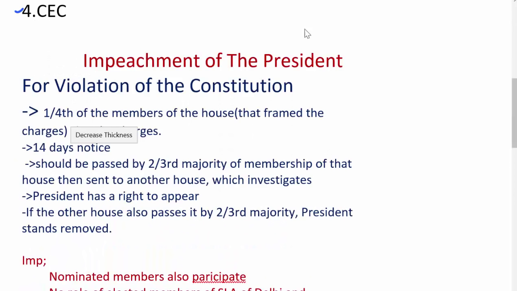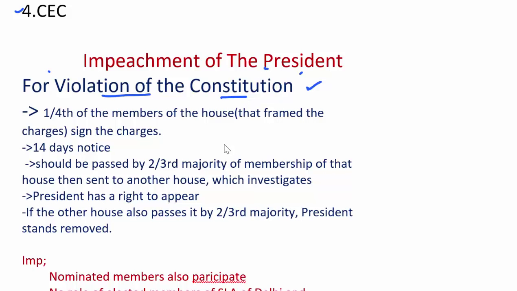First, impeachment of the President. The President of India can be removed from his post only for the violation of the Constitution. However, this phrase, violation of the Constitution, has not been defined in the Constitution specifically. So, it depends on the Parliament to decide what constitutes the violation of the Constitution.